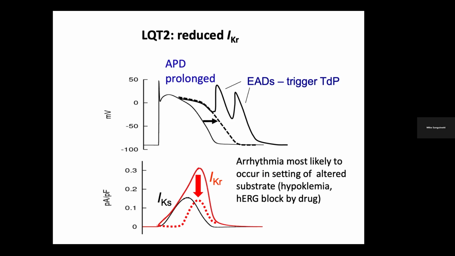And again, arrhythmia is most likely to occur in the setting of an altered substrate like hypokalemia, just low serum potassium, or if the patient is taking a drug that blocks hERG, which, as I'll show you later, is very, very common.